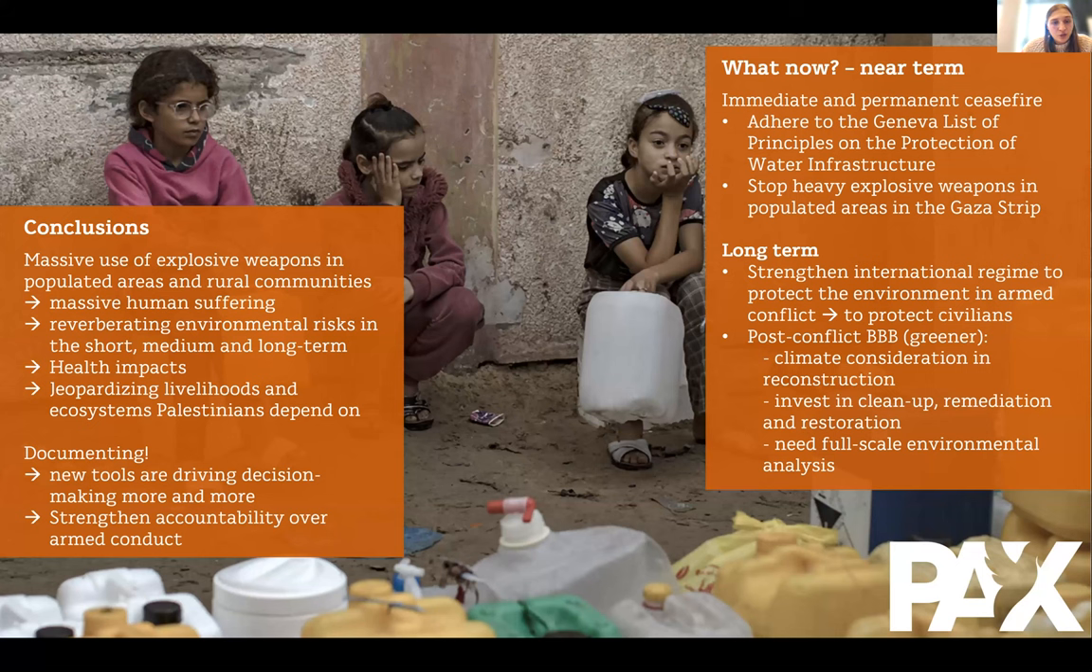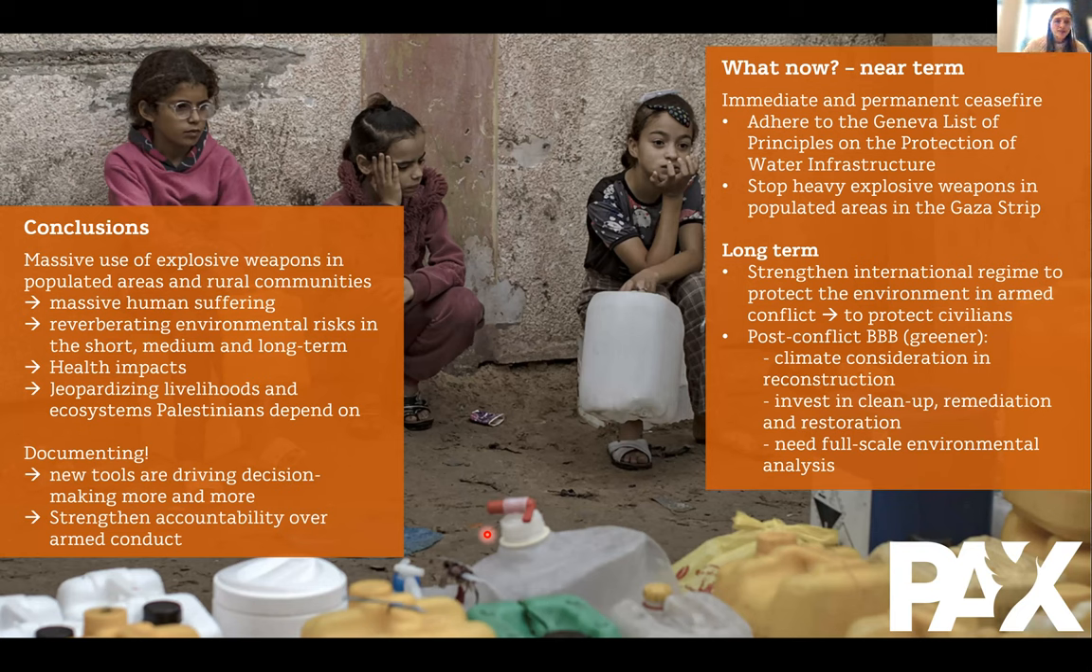So in short, the conclusions from our research were that there has been massive use of explosive weapons in populated areas and rural communities in Gaza. That's something everybody already knows. And next to the massive human suffering that comes with that, there are also very strong reverberating environmental risks from those explosive weapons, which have impacts on the short, the medium, and the long term. So both health impacts on the short term, for example, air pollution, but on the medium and long term, also into the soil and into the groundwater. And by that, it's really jeopardizing the livelihoods and the ecosystems that the Palestinians depend on.